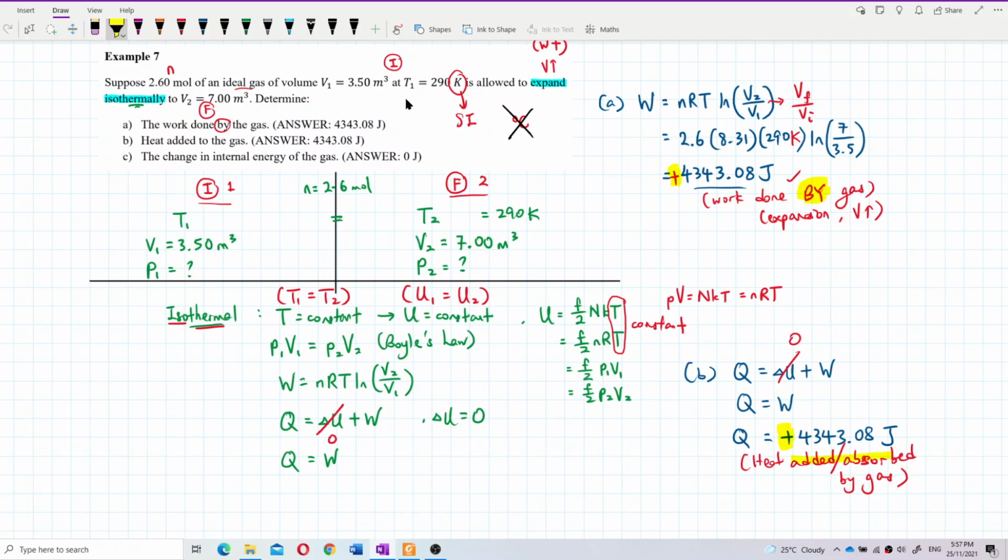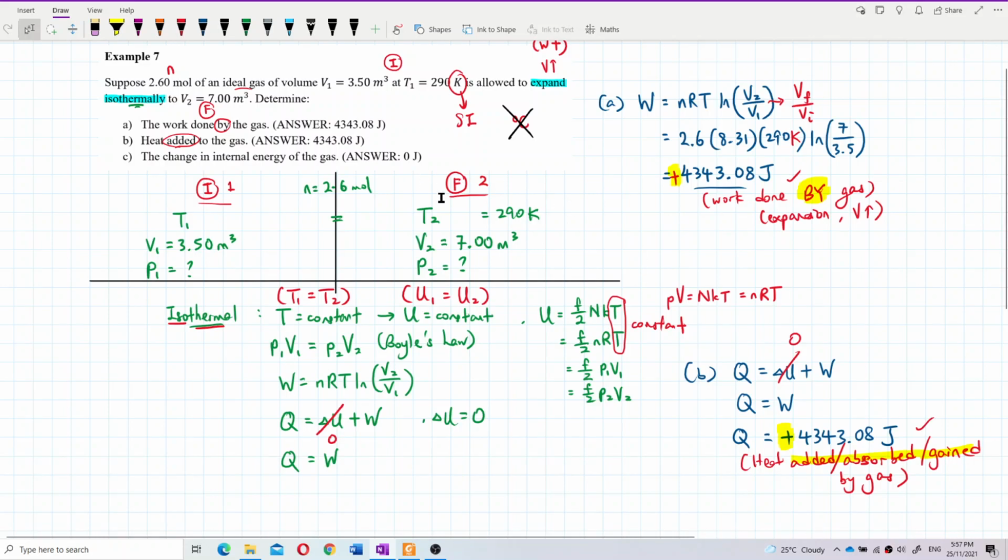Heat added, heat absorbed, or we can say heat gain, energy gain by the gas. Heat absorbed into the gas. That's why we say heat added. You see that? So you get a positive Q. Is that correct? Yes, that's correct.